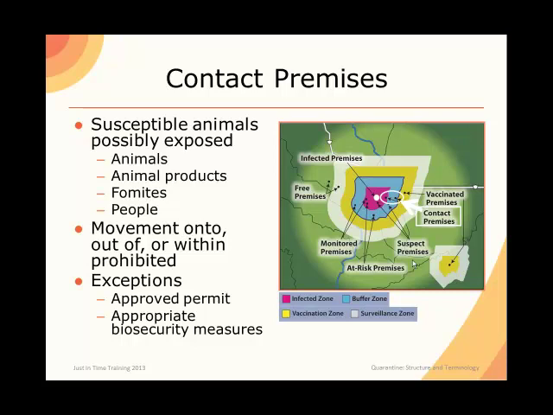The movement of animals, animal products, animal semen or embryos, and various fomites onto, out of, or within a contact premises will be prohibited unless a specific permit is approved by incident command and appropriate biosecurity measures are used. In this graphic, the contact premises are indicated in the white oval.